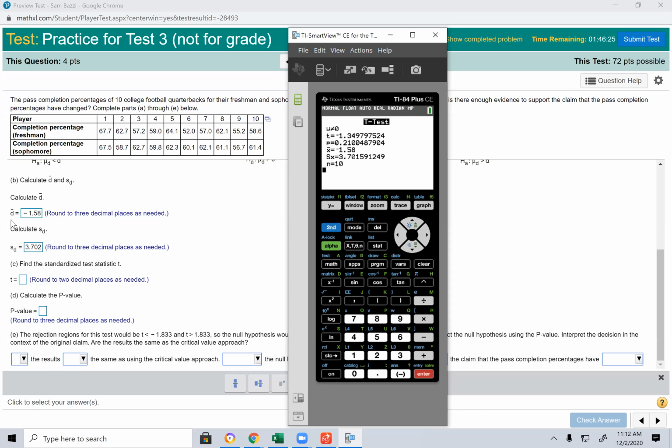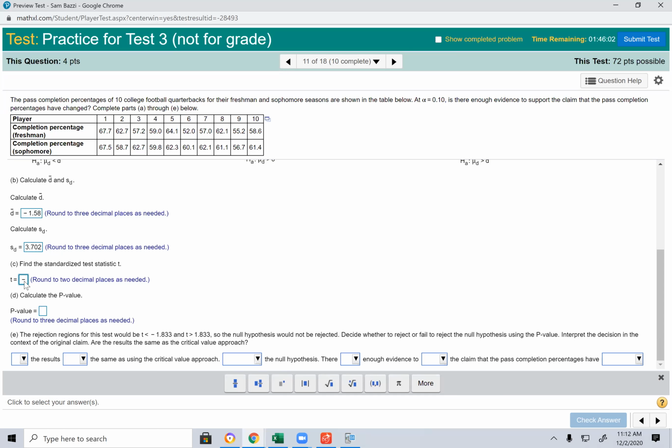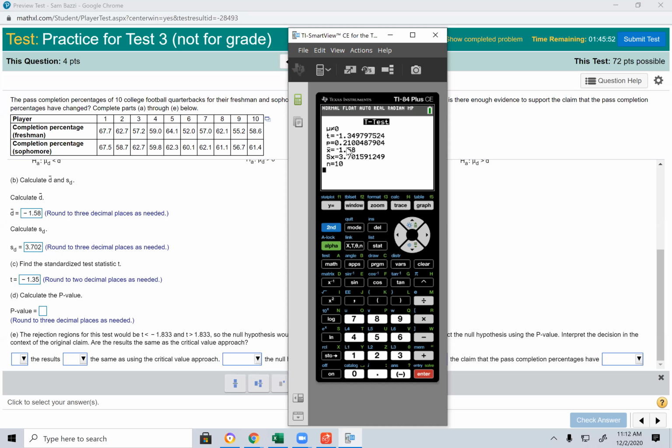He asks, what is D bar? D bar means the sample mean of the differences, which is x bar in our case, negative 1.58. S, which is the standard deviation of the differences, is 3.702, 3 decimal places. Now the test statistic, guys, is negative 1.34. Oh, 2 decimal places, so negative 1.35. P-value, let me bring it back. It's 0.21. How many decimal places? 3, so 0.210.